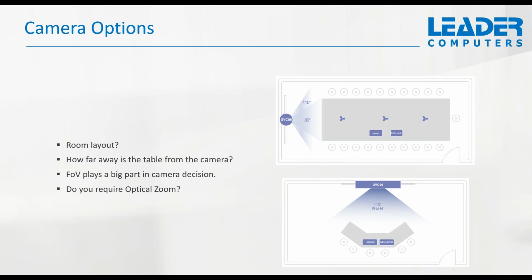Now, another big specification that comes into play is also optical zoom. Do we need to actually have the camera zooming in on people? Do we need to have the camera zooming in on a product? Are we doing a product demonstration? We need to have that camera zooming in directly on that product. If we do, again, we need to look at that optical zoom-based camera.